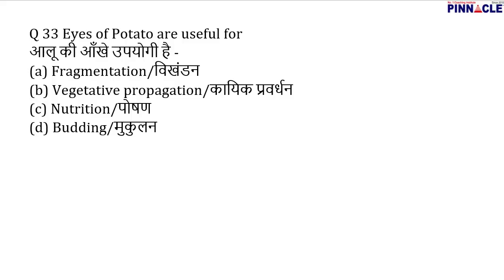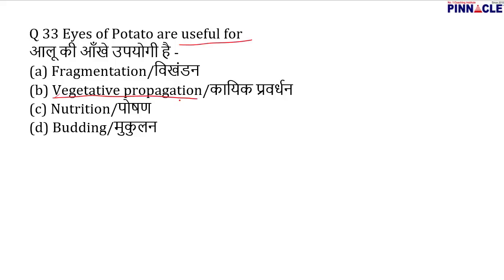So the question number 33 asks us that the eyes of potato are useful for what? So the eyes of potato are basically useful for vegetative propagation. Now what is this vegetative propagation? It's a type of asexual reproduction. And in this type of asexual reproduction, new plants are generally produced from roots, stems, leaves, buds or eyes of potatoes like thing.